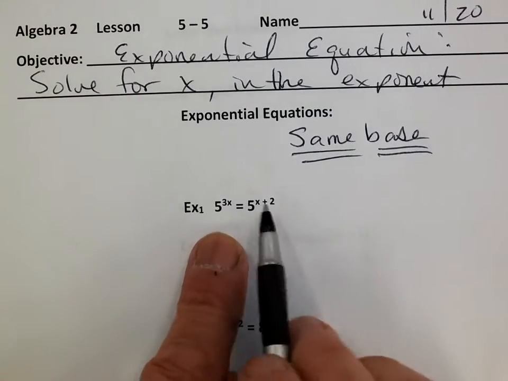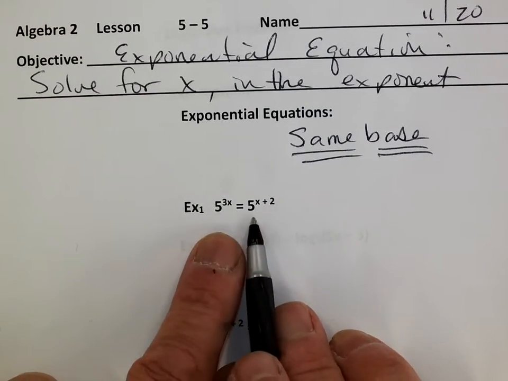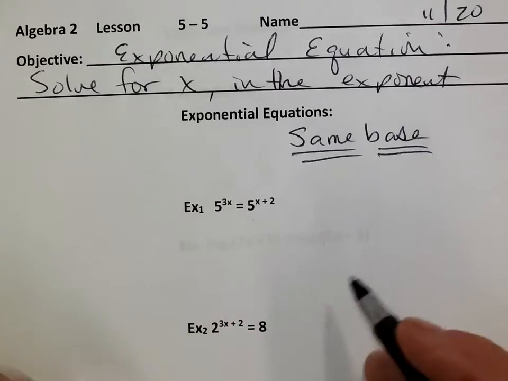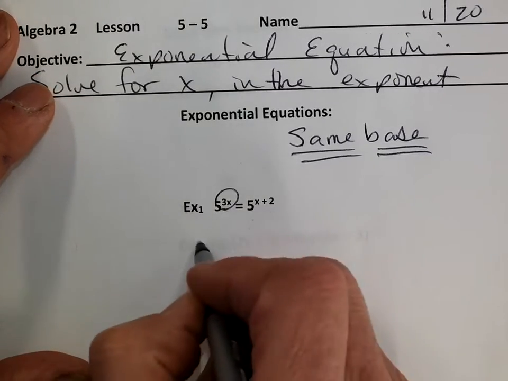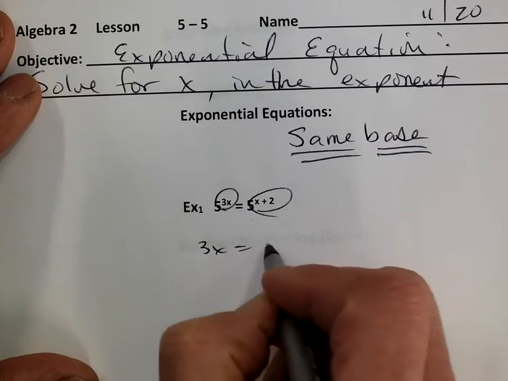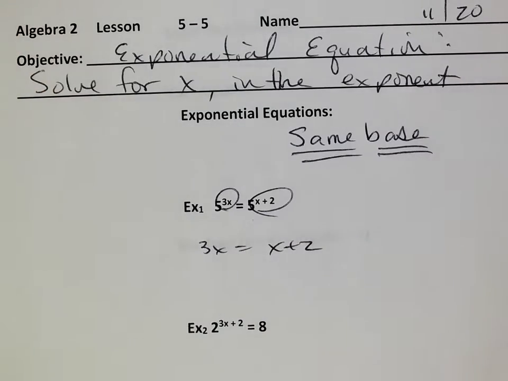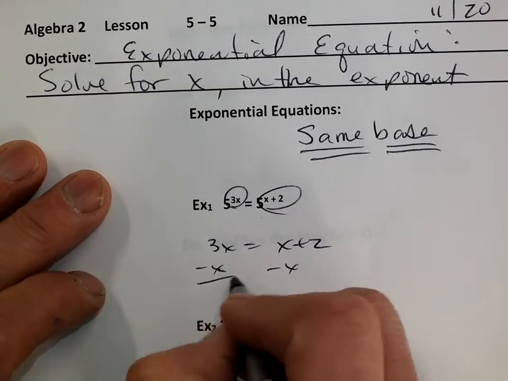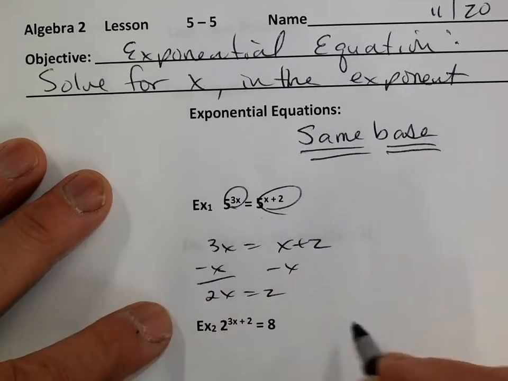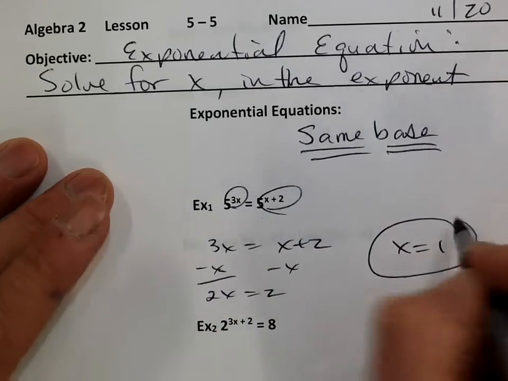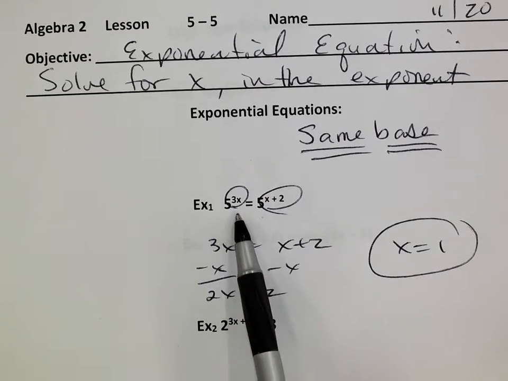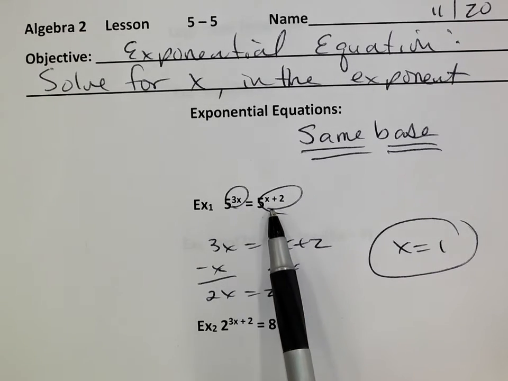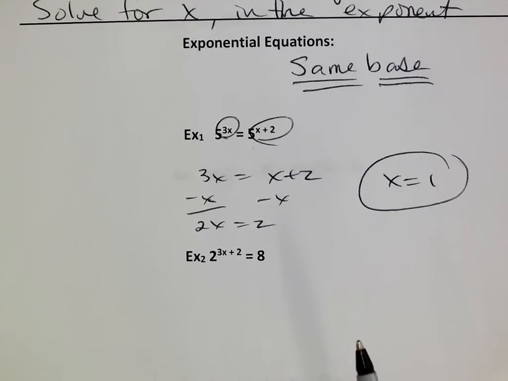These both have 5 to the 3x and 5 to the x plus 2. If they have the same base, then what you're really doing is just solving for 3x equals x plus 2. But that only works if it's the same base. In this case, the base is base 5. And then solve for x is easy. Minus x, 2x equals 2, divide by 2, and x is 1. Boom. Easy. In fact, you can plug it in and see 5 to the third and 5 to the third. Sure, x is 1.